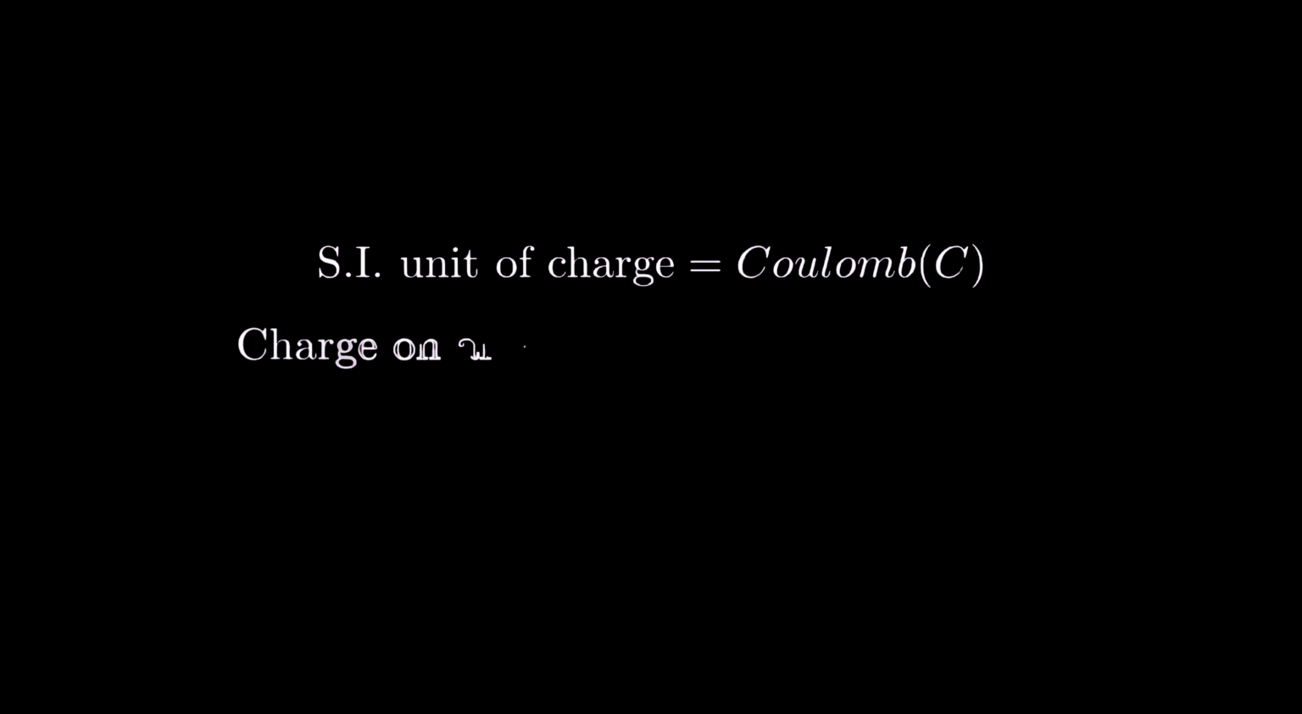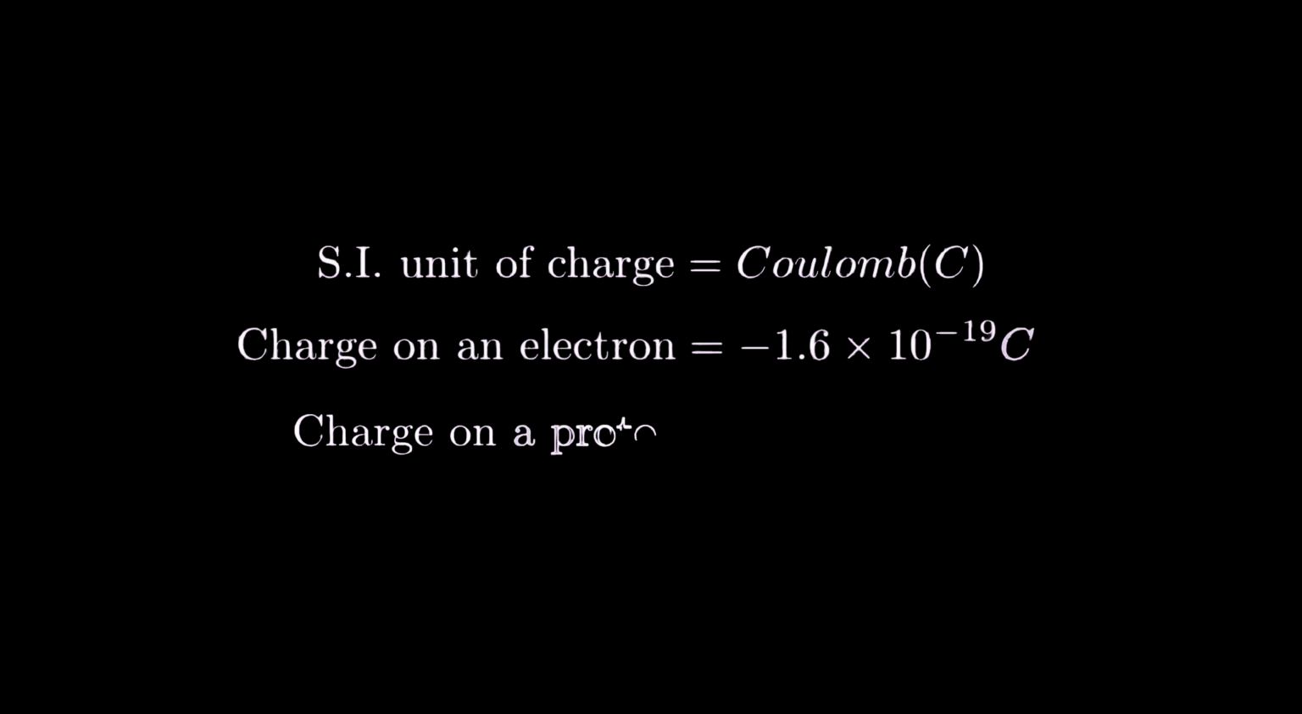Magnitude of charge is measured in an SI unit called the coulomb. An electron has a charge equal to minus 1.6 times 10 raised to the power minus 19 coulombs, and a proton has the same charge but with a positive sign. Now, since we understand what a charge is, let us discuss some properties related to them.